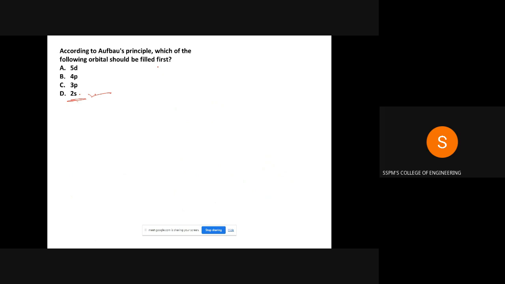Then, what property of an element determines its chemical behavior? Atomic size doesn't affect chemical behavior. Chemical behavior means its behavior in bonding. Chemical behavior is related to bonding.